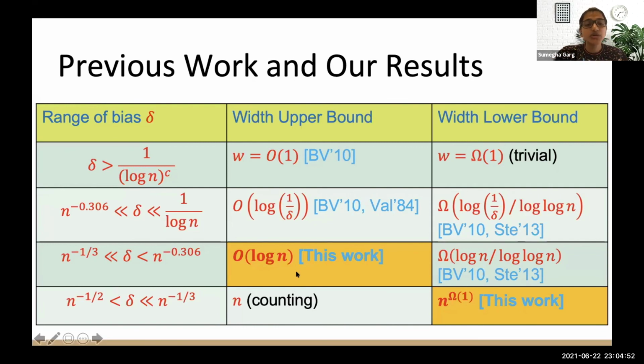We improve this upper bound to detecting a bias of n to the minus 1 by 3. This improvement is interesting for two reasons. The first reason is that this goes beyond bias amplification properties of read-once Boolean formulas. And the second is that we actually give a matching lower bound saying that to detect a bias of anything smaller than n to the minus 1 by 3, you need polynomial in n width. Such a lower bound was only known for n to the minus half previously.